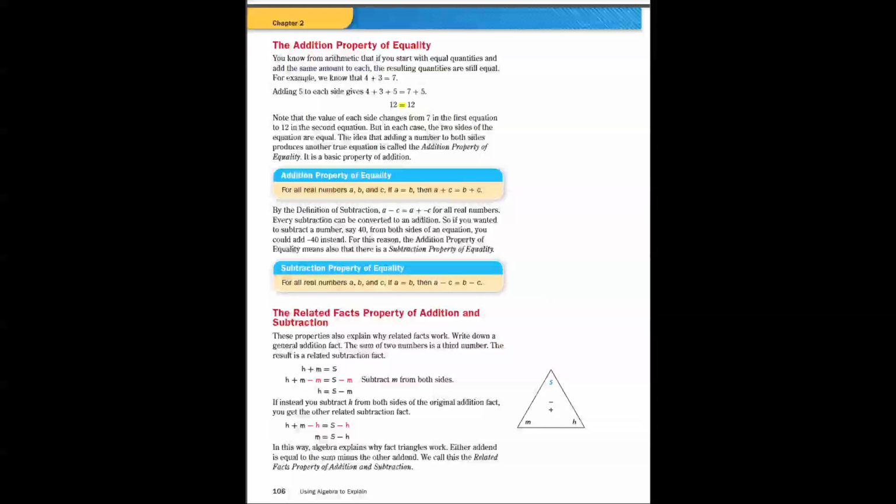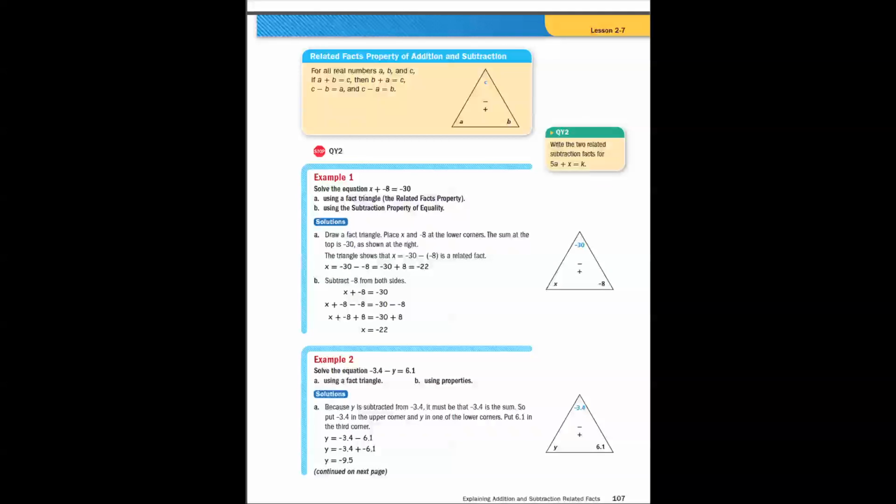which leads us to our related facts property of addition and subtraction. Using a fact triangle, we can see that a plus b is equal to c, that b plus a is equal to c. That's 2 facts. And then c minus b is equal to a, and c minus a is equal to b. That's 2 more facts. That's 4 math facts from this one equation.